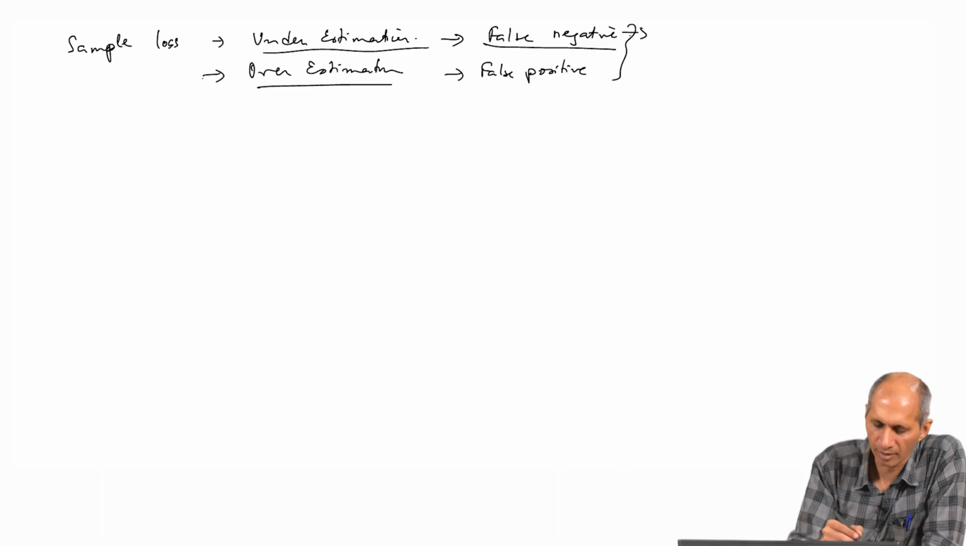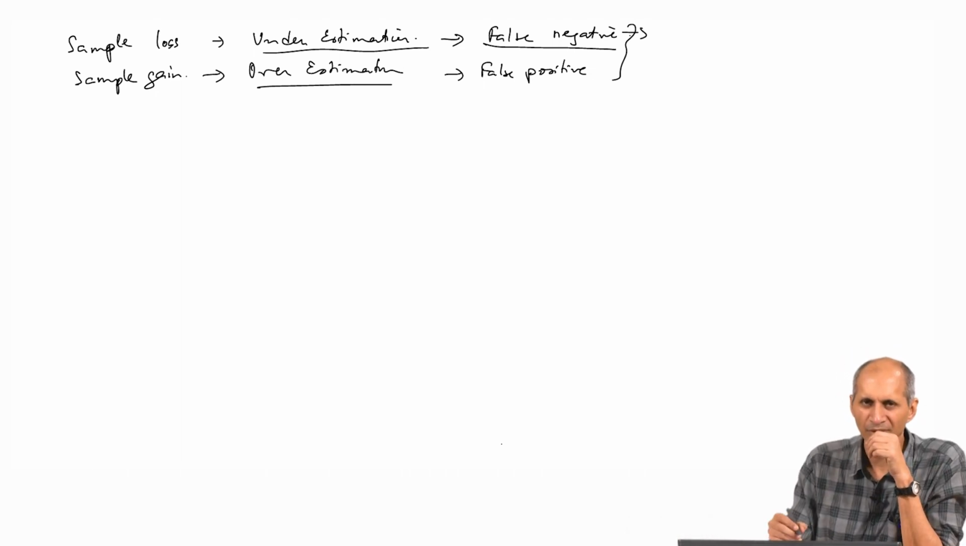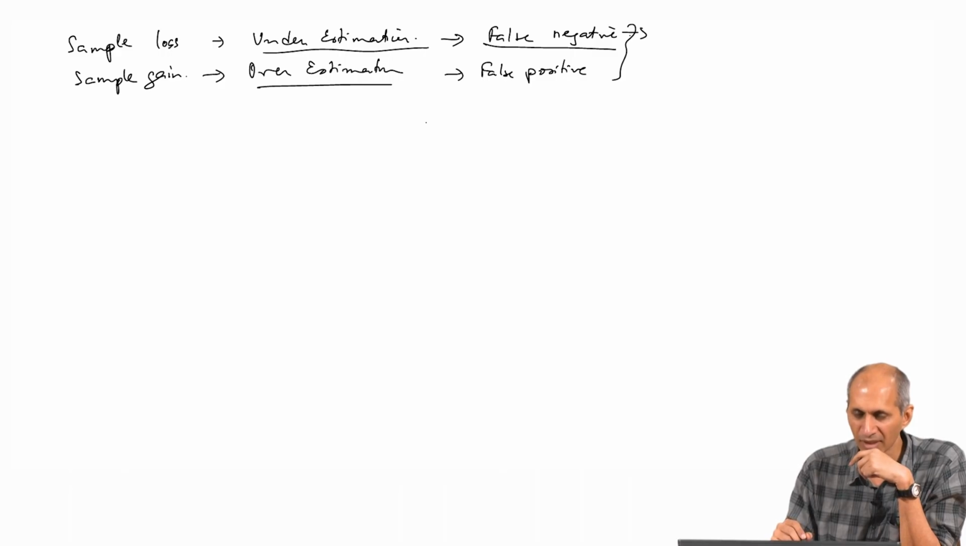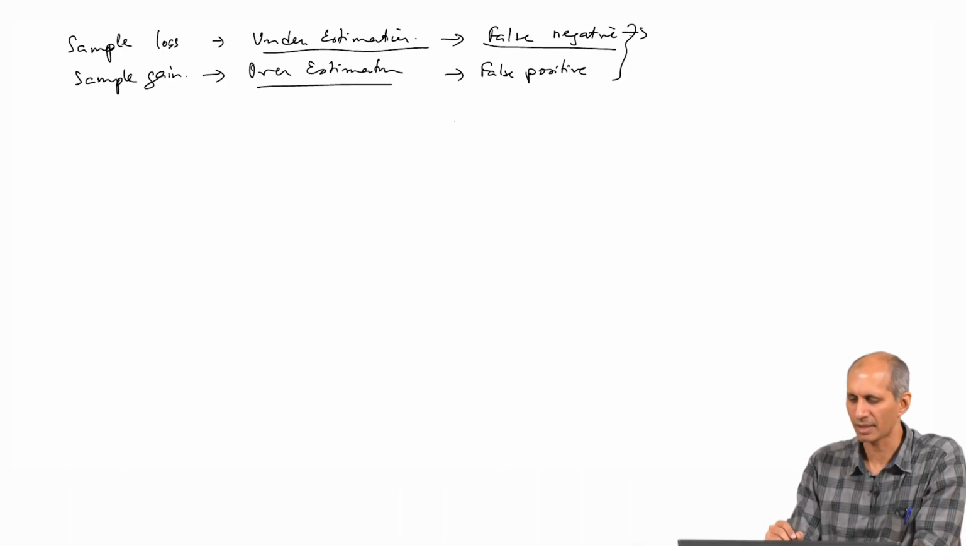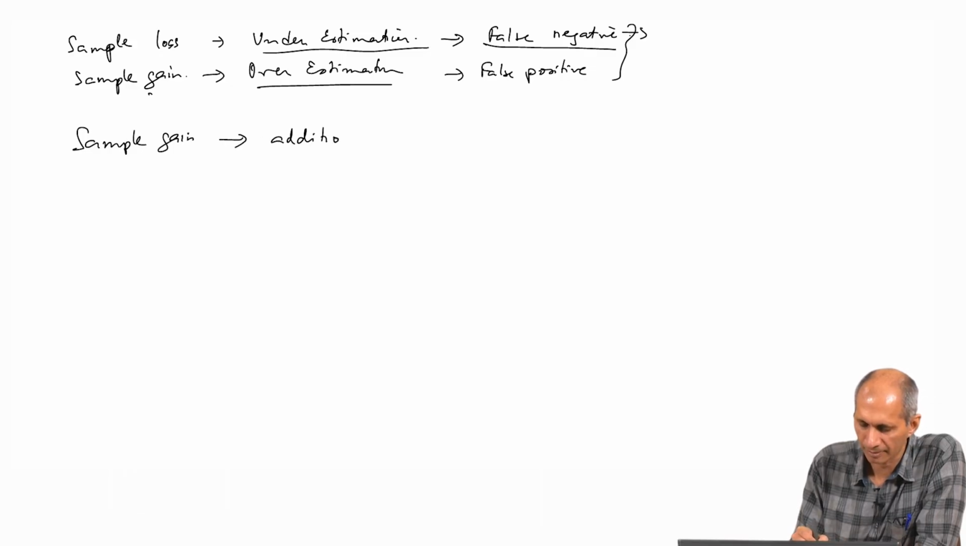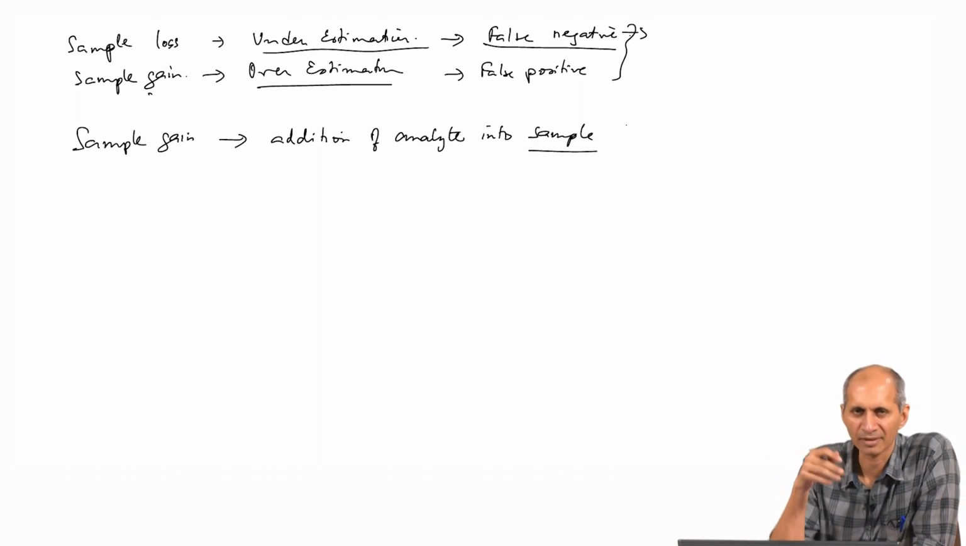And this can happen if you have sample gain. Sample gain seems non-intuitive, because if the sample is lost, where can you gain sample from? Mass cannot be created from nothing. So, there are a few instances where you get sample gain. The sample gain we are talking about means addition of the analyte from somewhere else, not at the collection site, by an artificial means.